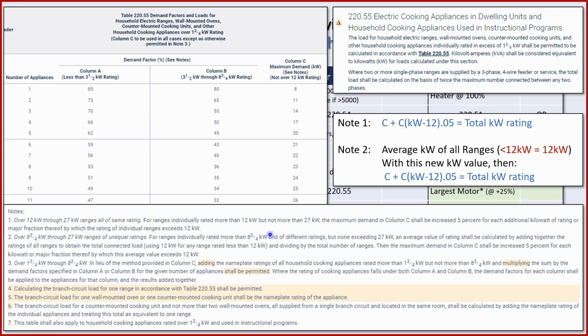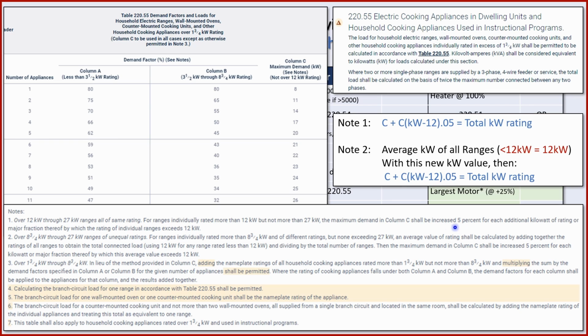But all it's saying really is you take the maximum demand in column C. So if you have one range, we'll just say we have 1. The maximum demand in column C, which would be 8, and then you increase it by 5% for each additional kilowatt of rating or major fraction thereof by which the rating of individual ranges exceeds 12 kW. So let's say your range is a 15 kW range. So you're exceeding 12 kW by 3 kW, right? So then you have to do 5% of 8 times 3.